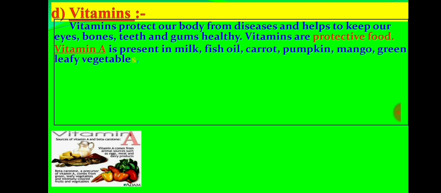Vitamin A is present in milk, fish, oil, carrot, pumpkin, mango, green leafy vegetables, etc. You can see in the picture. And this is very important for our eyes.